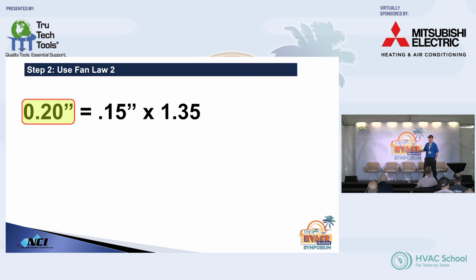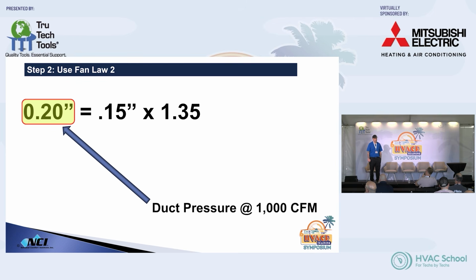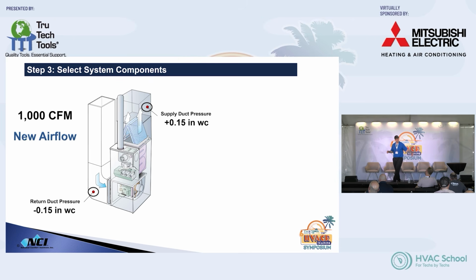So our new duct pressure went up, right? It went up quite a bit. So our duct pressure at 1,000 CFM is 0.2. We started off with 0.15 in our duct pressure. That was our original airflow. Our new airflow is 1,000. You can see that our duct pressure, just to give you a visual, increased on both sides.